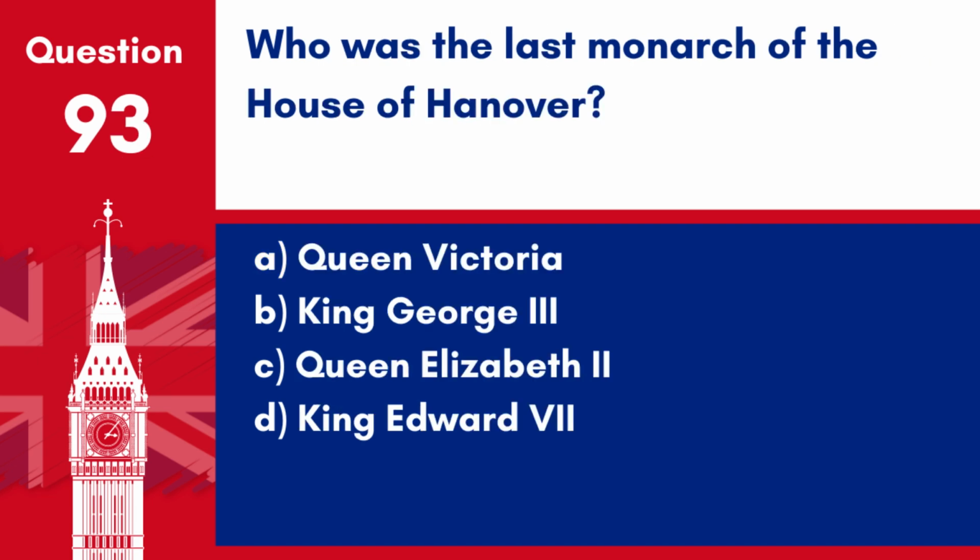Question 93. Who was the last monarch of the House of Hanover? A. Queen Victoria. B. King George III. C. Queen Elizabeth II. D. King Edward VII. Answer: A. Queen Victoria. Queen Victoria was the last monarch of the House of Hanover. Her reign marked the transition to the House of Saxe-Coburg and Gotha due to her marriage to Prince Albert.